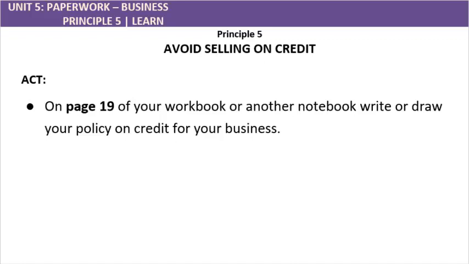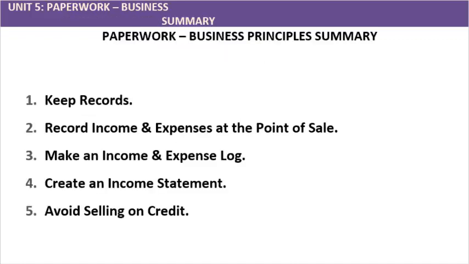Okay, so the 6 pieces of business are plan, product, price, paperwork, promotion, and process. Today we learned about paperwork. Kindly turn to page 16 in your participation manual and let's read the 5 principles of paperwork together. Number 1, keep records. Number 2, record income and expense at point of sale. Number 3, make an income and expense log. Number 4, create an income statement. Number 5, avoid selling on credit.